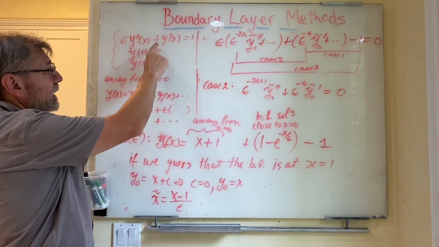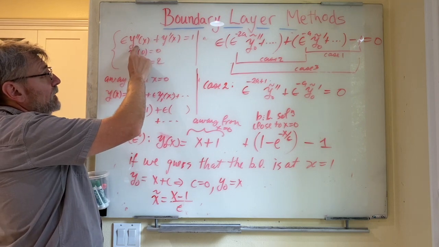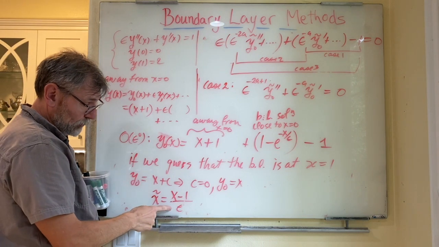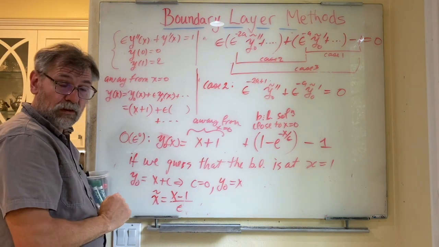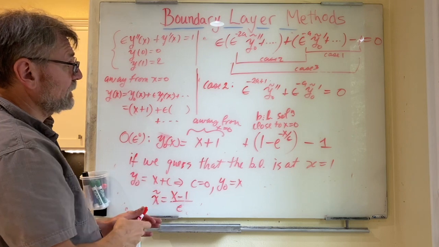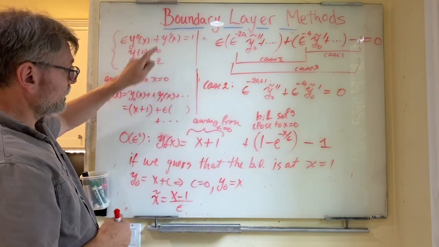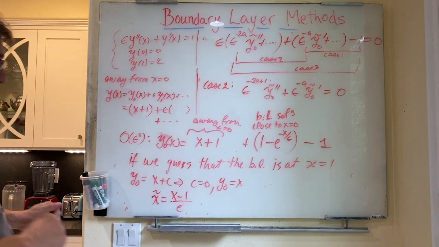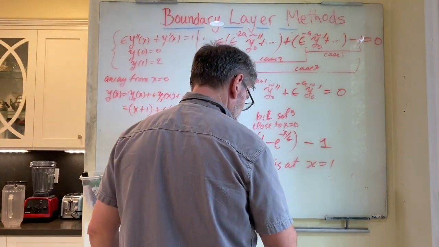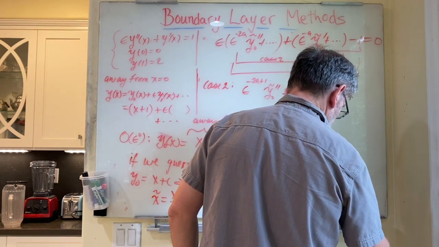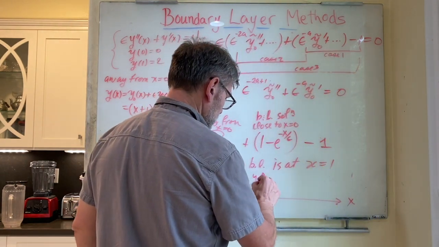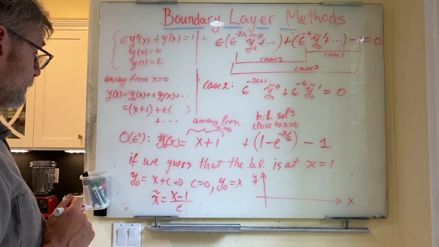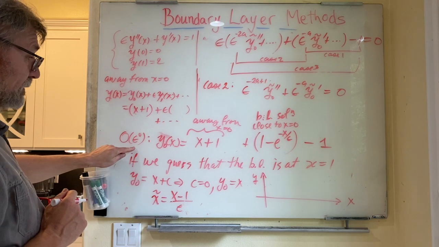If I had changed the sign, if this had been a minus here, epsilon y double prime of x minus y prime of x, then the boundary layer would have been close to x equals 1 instead. And then we would have done a similar analysis, but with the minus here instead, and the boundary layer would have changed location. So the form of the solution in the end is going to look something like this. This is x, and this is y, and I'm going to try to sketch what the solution to order epsilon to the power 0 is.